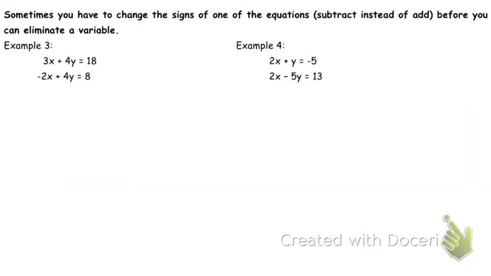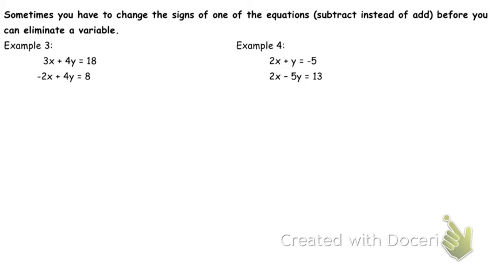Okay, continuing on. Now, sometimes you have to change the signs of one of the equations before you can eliminate a variable. It's kind of like you're subtracting instead of adding, okay? Because you can always add a negative or subtract, they're really the same thing.